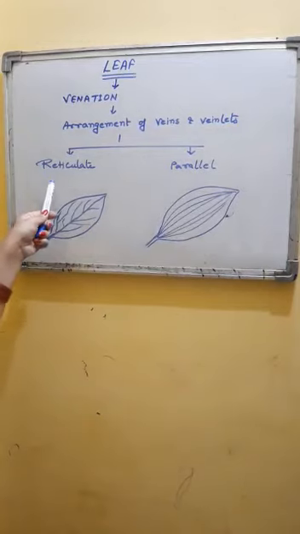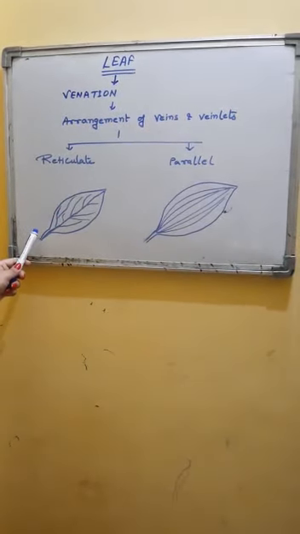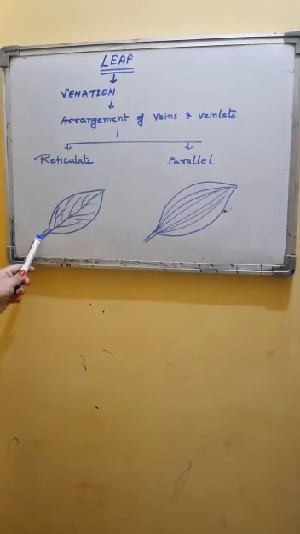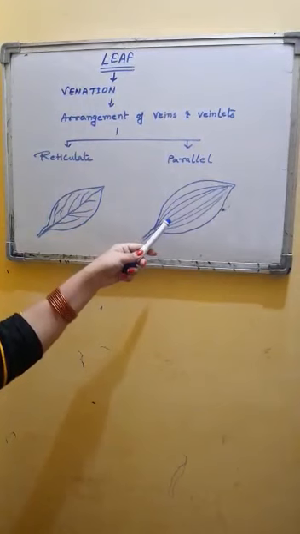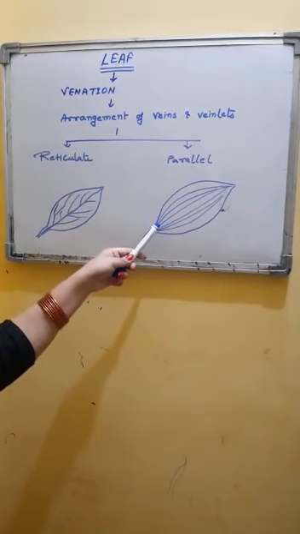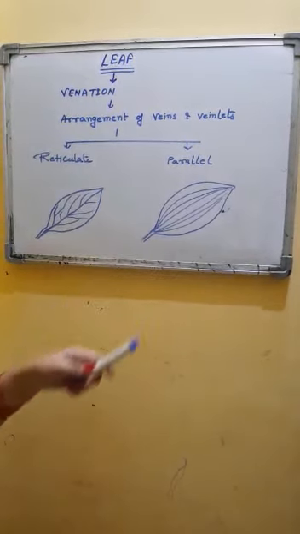So, there are two types of venation. Reticulate, where veins form network. It is found in dicot plants. And parallel venation, where veins form parallel lines. It is found in monocot plants.